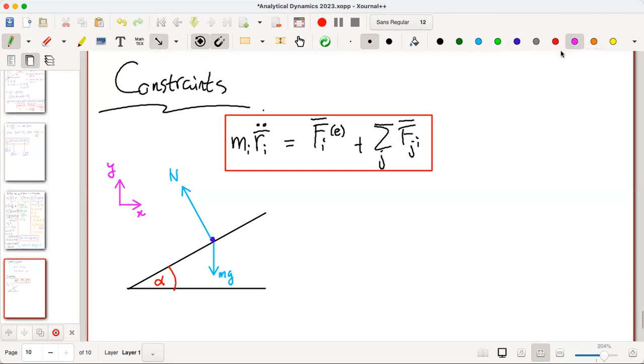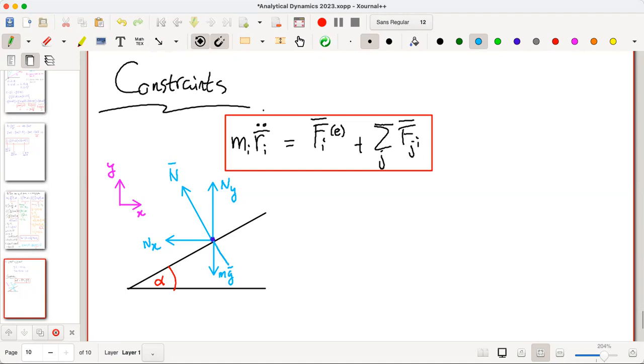So now we can always decompose the forces. You can always decompose the forces into its y and x components. So here is just the n of y, and here is just the n of x. Oh, sorry. This is the n of x.